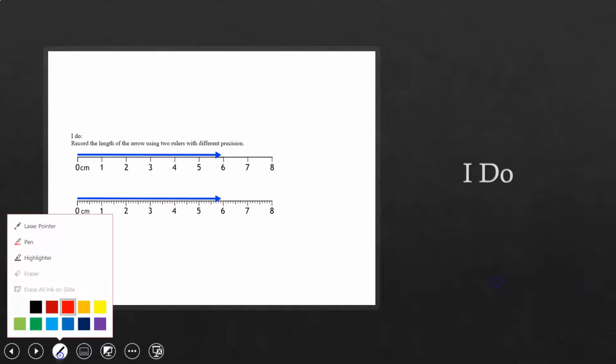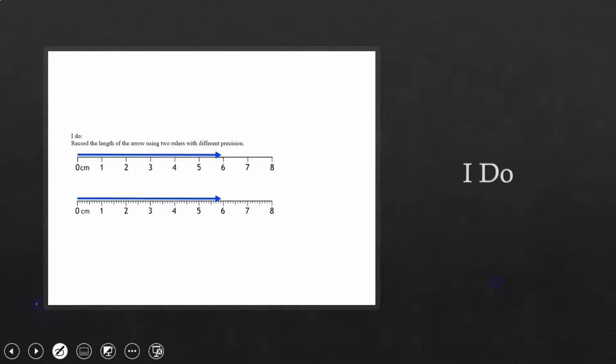Okay, so here we're going to look at the I do. Record the length of the arrow using the two different rulers. So the arrow is the same length, but we have two different rulers with two different graduations or tick marks on them. So each little line is considered a tick mark. Technically they're considered graduation lines, but tick mark is much easier to figure out.